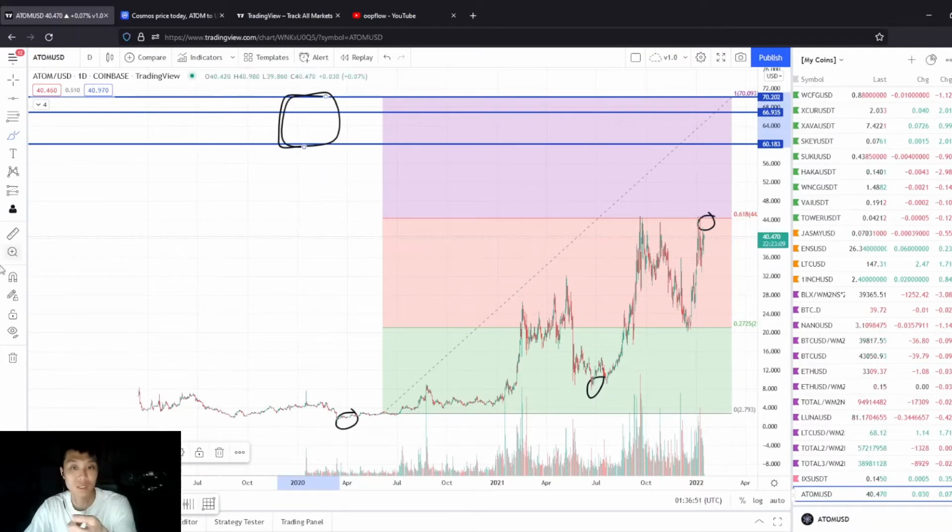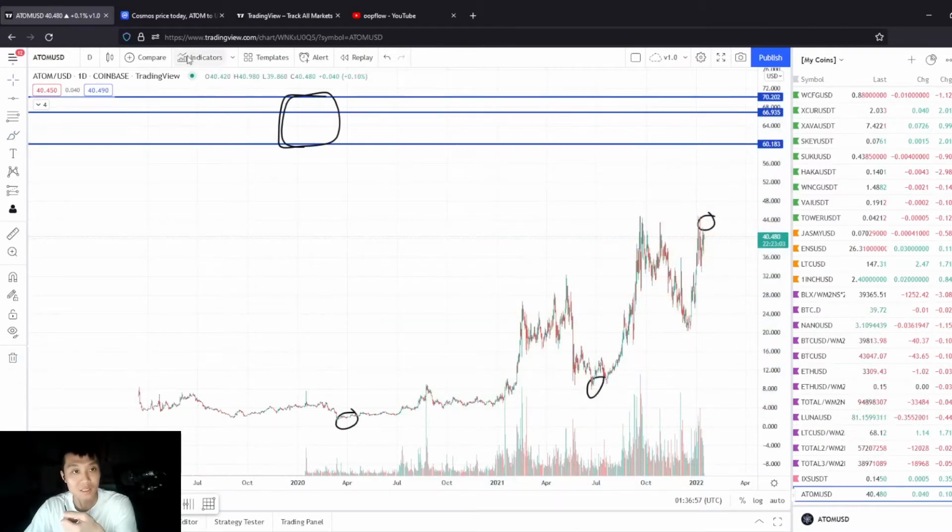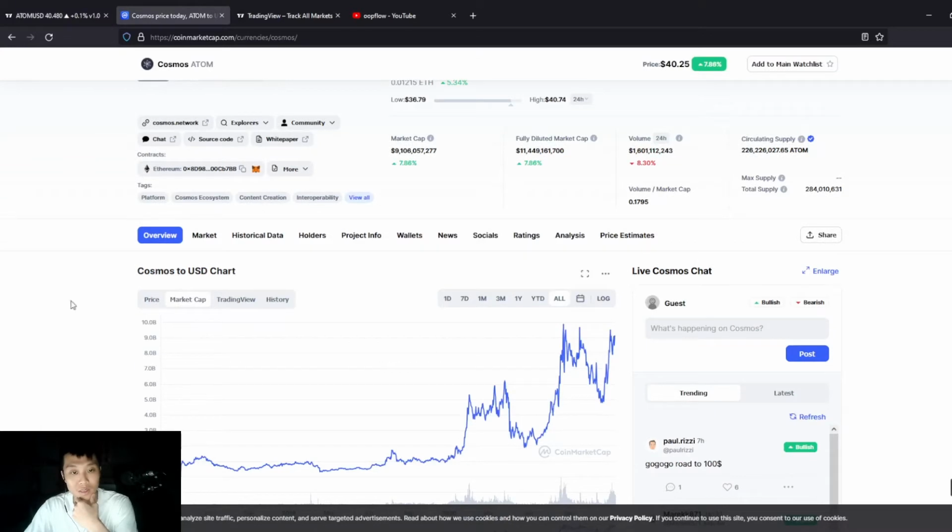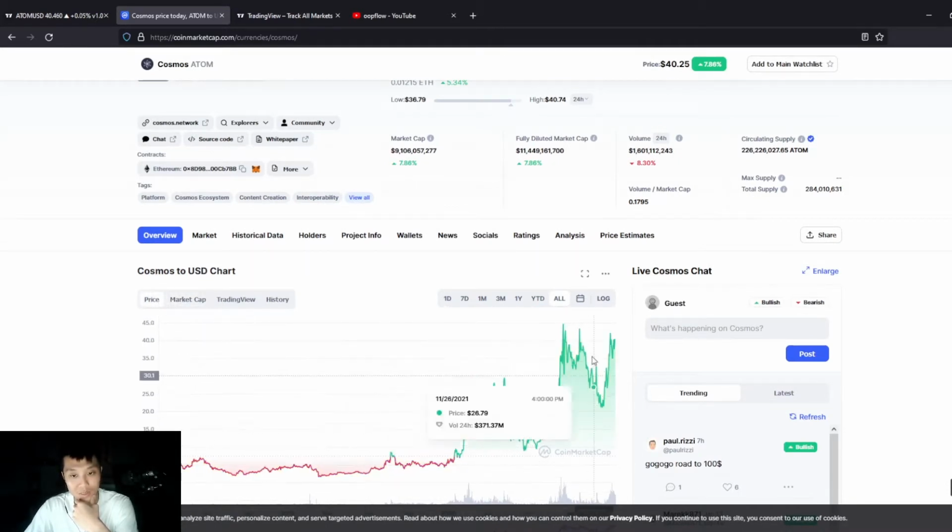To narrow it down, there are a few things you have to check first. One thing is to check if the coin is diluted. If we go to coinmarketcap.com and go to Atom, we can tell it's not really diluted. It is diluted, but very slightly. You know how if you look at the graph, it wiggles back and forth, right?